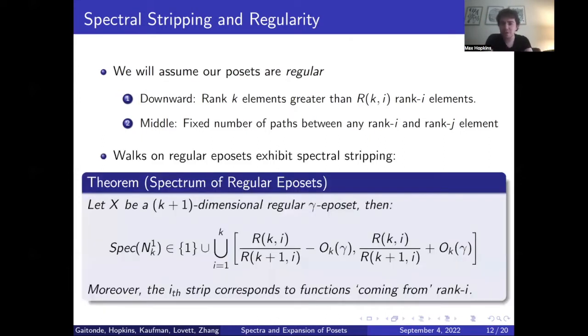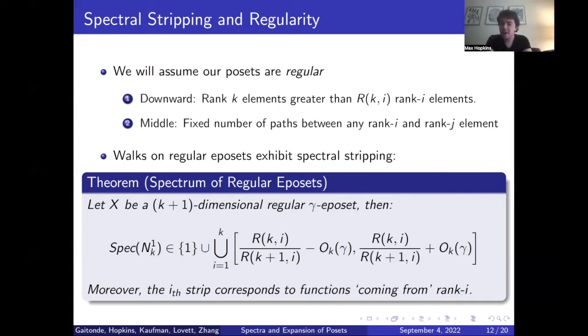Okay, so the first thing that we prove is that higher order random walks on regular expanding posets exhibit something called spectral striping structure. In particular, we give the following characterization of the spectrum of higher order random walks. So if X is a, say, k+1 dimensional regular gamma-expanding poset, then this up one, down one walk that we talked about before on rank k elements has exactly the following spectrum. It lies in k+1 strips, where all of the eigenvalues are highly concentrated in these strips of width O of gamma, where gamma is this strength parameter, a quantitative expansion of the underlying poset.